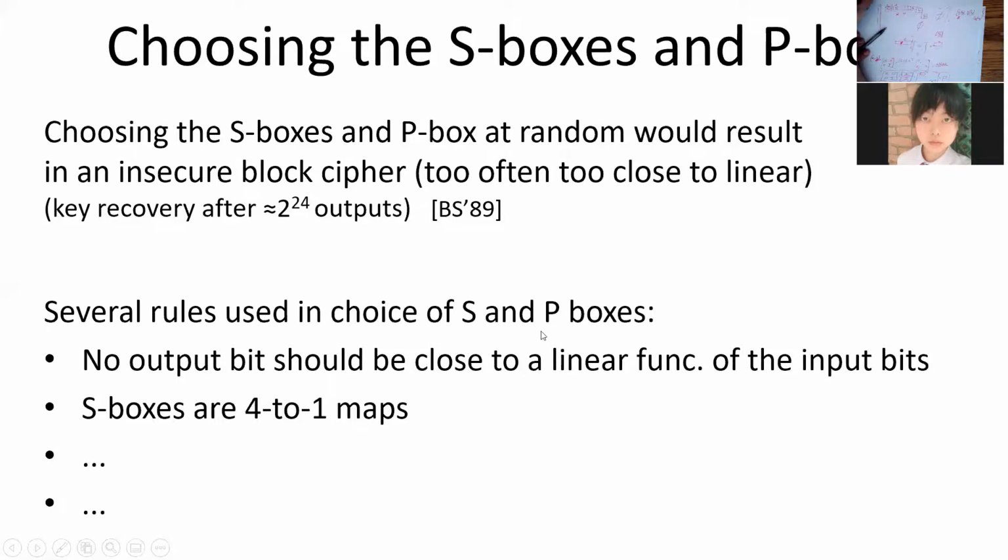So apart from the fact that they should stay away from linear functions, there are also some other properties. They are sort of balanced, as in each of the S boxes is a 4-to-1 map. So, right, the input space is 6 bits, output 4 bits. So, on average, you would have 4 collisions for every range element, right?